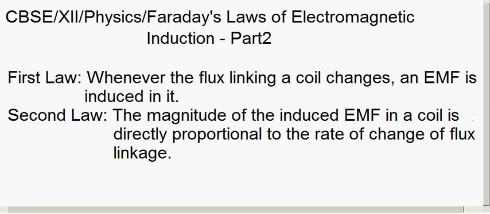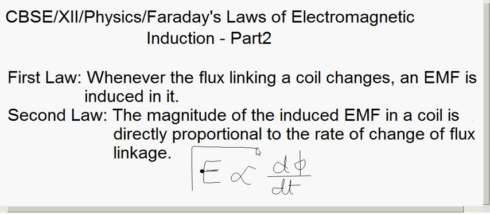Now the two laws can be written together as: if E is the induced EMF in the coil, then E is directly proportional to d phi by dt. This is what Faraday's law says. Whenever the flux linking the coil changes, an EMF is induced, and the EMF induced is directly proportional to the rate of change of flux linking the coil.